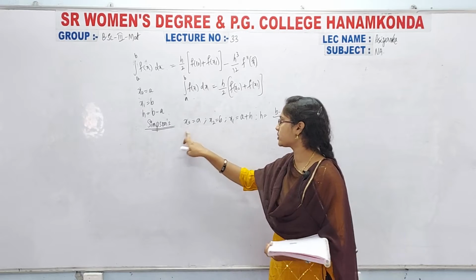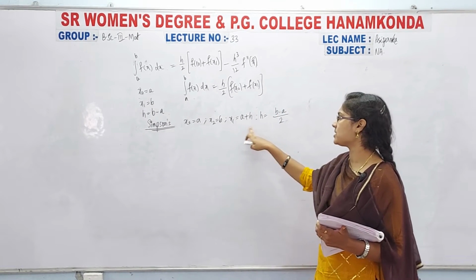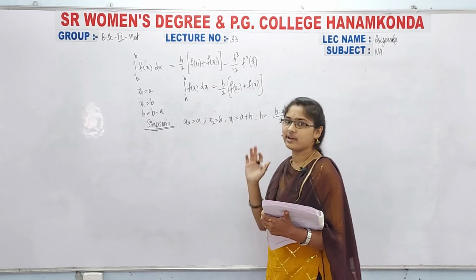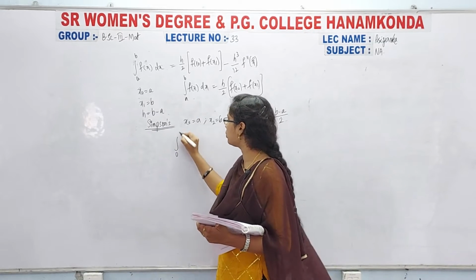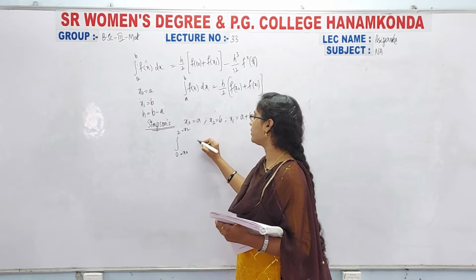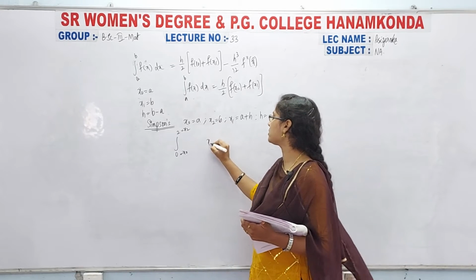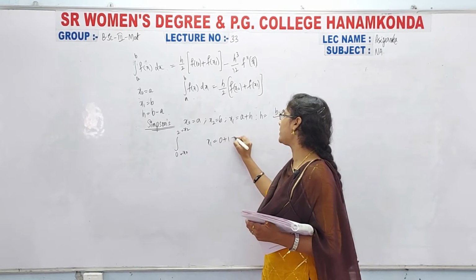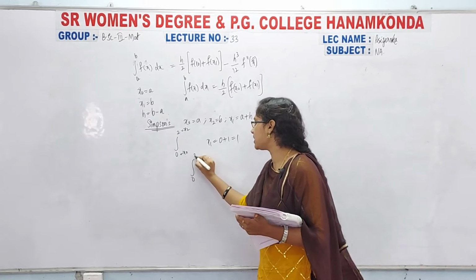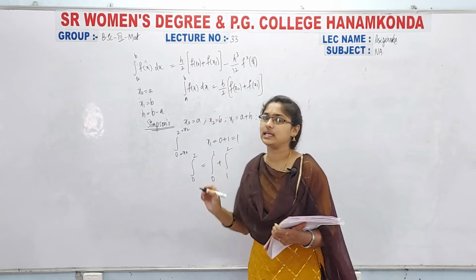They are taking x0, x1, x2 as a, b, and a plus h, and h equals (b minus a) by 2. Not only like this: for example, if they give 0 to 2, this is x0 and this is x2. What is the h value here? h is nothing but 2 by 2, which is 1. So what is the value of x1? 0 plus 1. So we can divide this integral 0 to 2 as 0 to 1 plus 1 to 2. They are taking it that way. Okay.